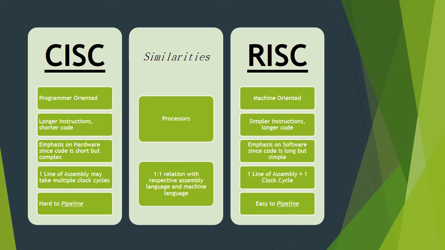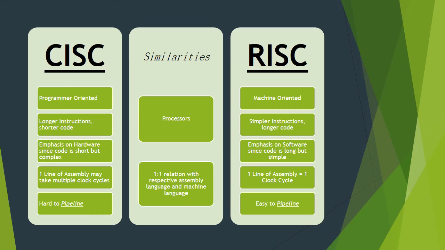As stated earlier, CISC architecture contains more complex assembly code, while RISC code is simpler. As such, CISC's minimal code is more programmer-friendly, but RISC tends to be more machine-oriented as the code is longer. Due to the nature of their architectures, CISC requires intricate hardware to compensate for its complex instructions, while RISC emphasizes software due to the increased length of the code.